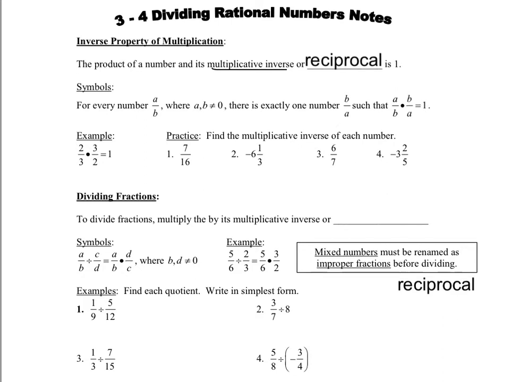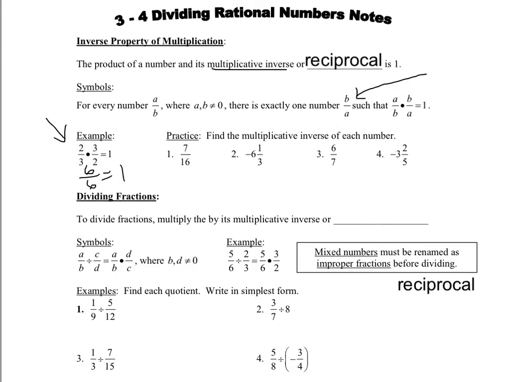The way you look at that mathematically is, for every number a over b, where a and b are not equal to 0, there's exactly one number b over a, so that when you multiply them together, you get 1. So the reciprocal of a over b is b over a. You basically flip the fraction, switching the numerator and the denominator. Here's a numerical example: 2/3 times its reciprocal, 3 over 2, gives you 1, because the 2's cancel and the 3's cancel, or you could look at it as 6 over 6, which is the same as 1.